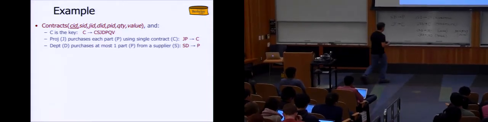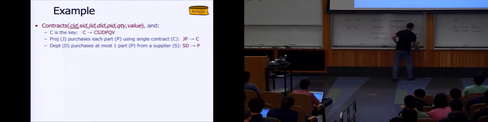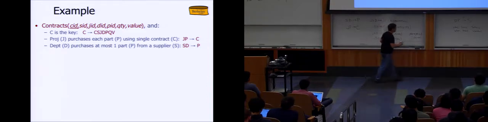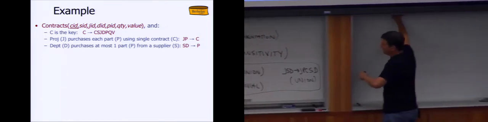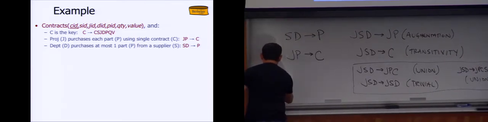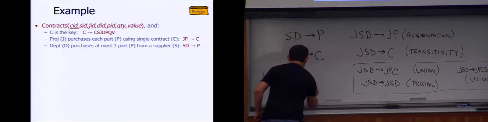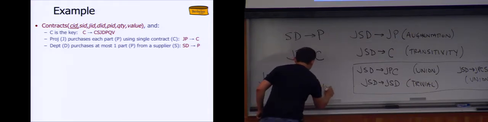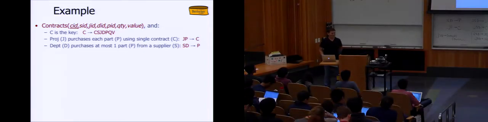All right. So where we got cut off here is that this is all very nice, very entertaining. But the interesting thing here was now JSD determines the whole shooting match. Contracts, the whole relation, by transitivity through C. Great. Sometimes it's good to see the professor do extra work because it lets us talk about complexity. All right, we'll do that in just a sec.